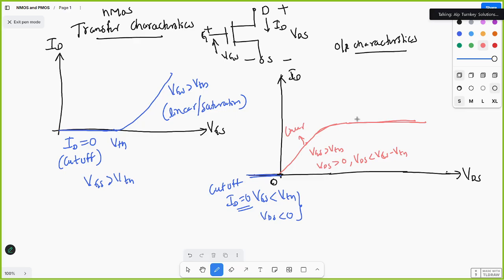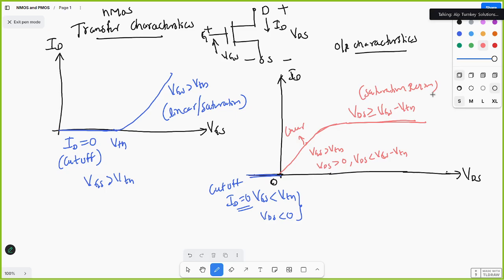What is the saturation region? VDS should be greater than or equal to VGS minus VTN. This is the saturation region. Are the characteristics fine? Yes, sir. So these are the characteristics. For PMOS it is just vice versa, opposite. Greater than becomes less than, and all are negative, so you will get the characteristics in the third quadrant.